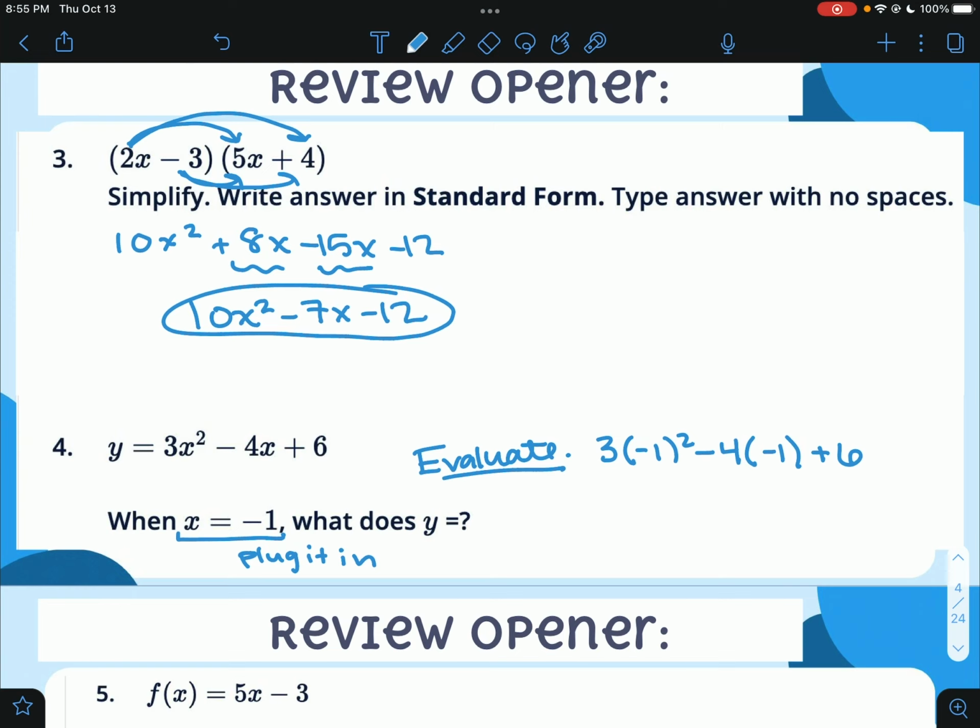We could simplify this by hand, and you're going to use that order of operations. Before we can do multiplication, we have to take care of that exponent. From there, we would multiply, which gives us 13.